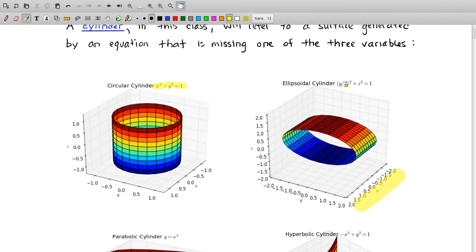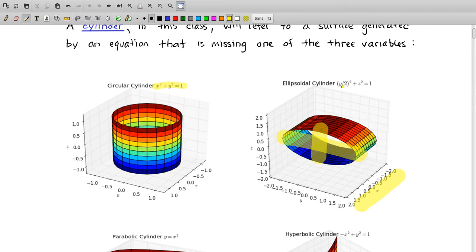If we think about the shape of this cylinder compared to the equation, we can see that when y is 2 and z is 0, then the equation is satisfied. So we expect it to go from -2 to 2 in the y direction, which we see here. That's the long distance of the cylinder. And when z is 1 and y is 0, the equation is satisfied, so it only goes to plus or minus 1 in the z direction.